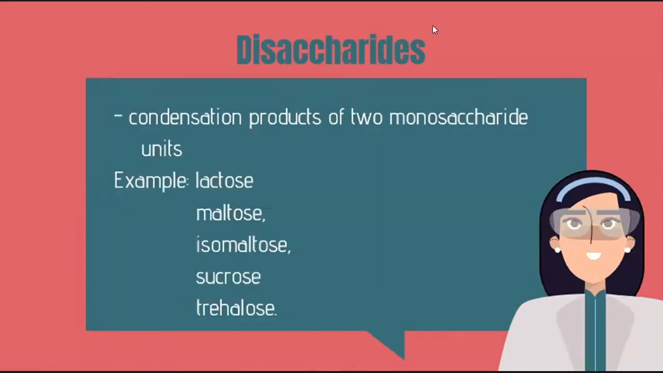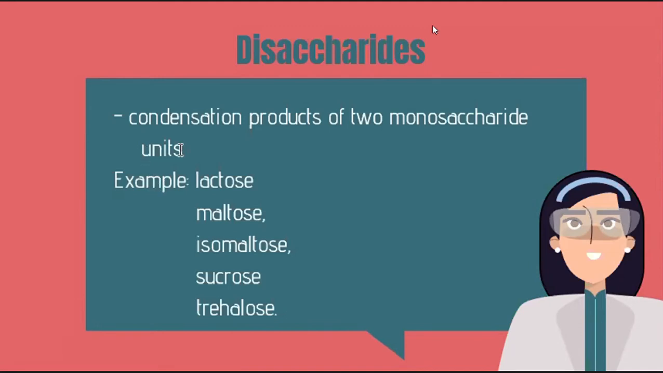So what is a disaccharide? Again, by the term itself, di means 2. Saccharide is coming from the Greek word saccharin or sugar. So 2 sugar units. So if you add one sugar with one sugar, the term is condensation. If you break down two sugars into one and one, it's called hydrolysis. So if you want to get monosaccharide from the disaccharide, the process is hydrolysis. But if you want the monosaccharide to add with another one, it's condensation. So disaccharide is a condensation product of two monosaccharide units.